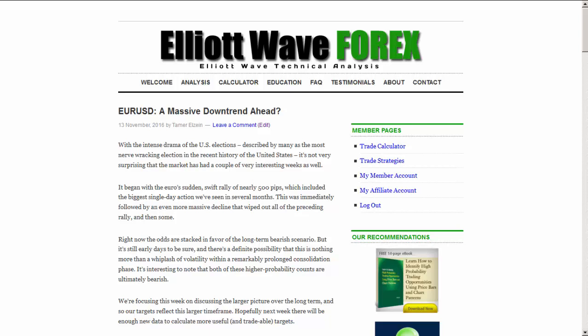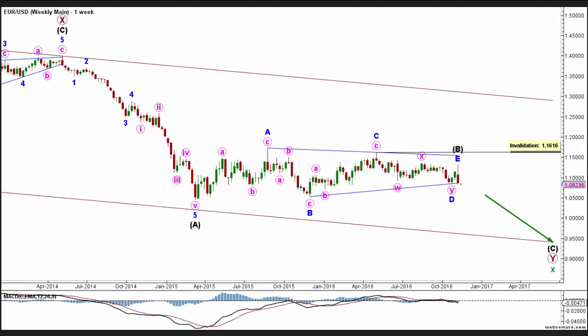So beginning as usual with the main picture on the weekly chart, we see that the euro is now moving towards the downside in teal wave X, which is forming a double zigzag labeled maroon waves W, X, and Y. Within it, maroon wave Y is forming a zigzag labeled black waves A, B, and C, where black wave A formed an impulse labeled blue waves 1 through 5.